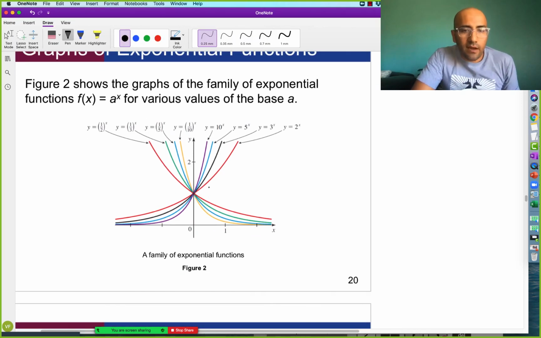Good. So it's kind of hard to spot here, but this yellow one and this purple one are reflections about the y-axis. The purple one is 10 to the x, and this yellow one is 1 over 10 to the x power. Notice that they all go through the point 0, 1. This blue one is 1/5 to the x power, and then over here in this blue, we also have 5 to the x power.